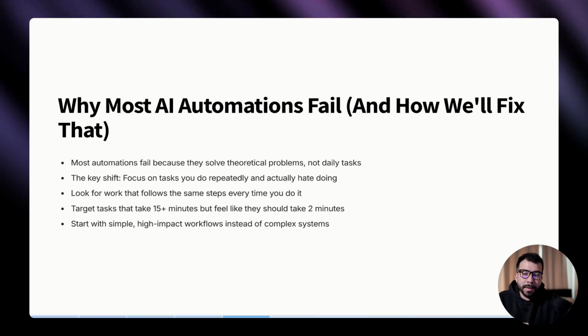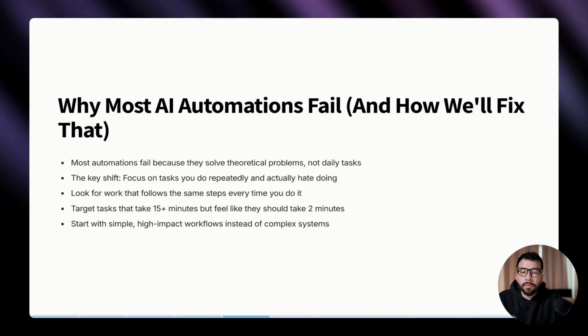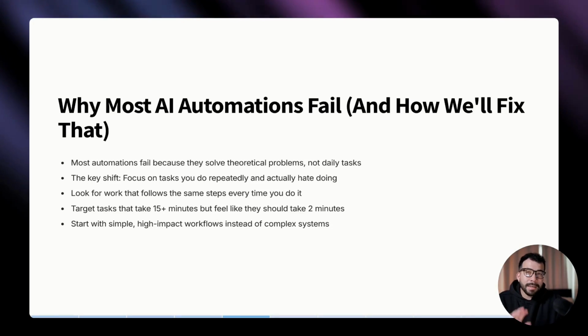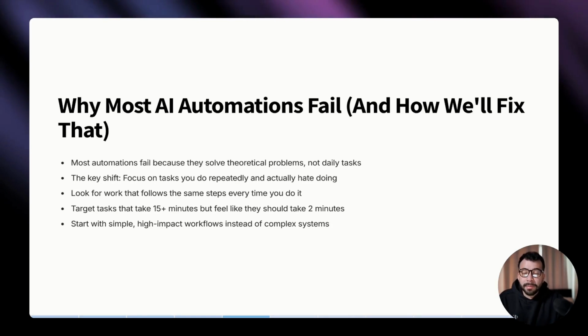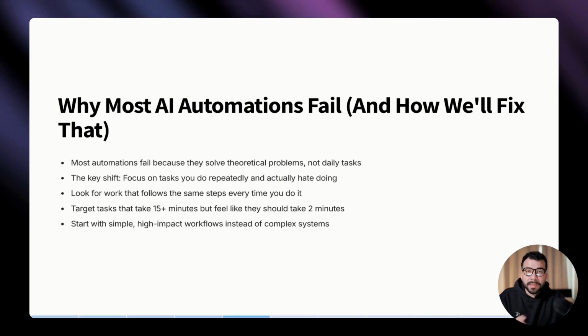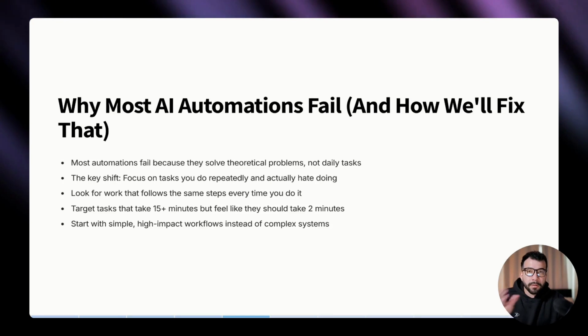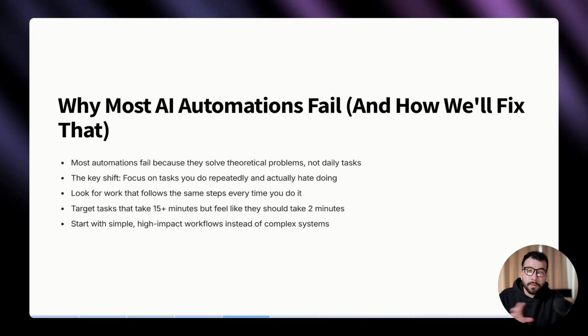So the first step is why most AI automations fail. The reason most automations fail is because they solve theoretical problems and not daily tasks. Unfortunately, I see this happening a lot on YouTube and different platforms like X, where people are showing these really in-depth, really cool automations, but in reality, they're just theoretical. Most people aren't implementing these into specific businesses, whether it's a local or a global online business. And I notice that a lot of people do this, or they're just copying each other on YouTube, creating the same automation over and over again.